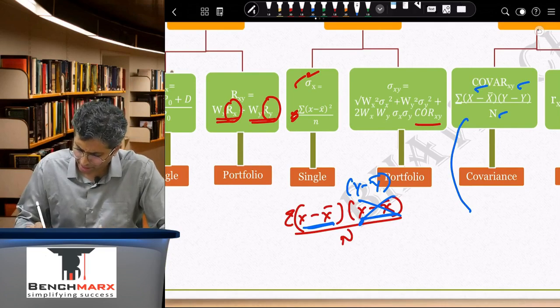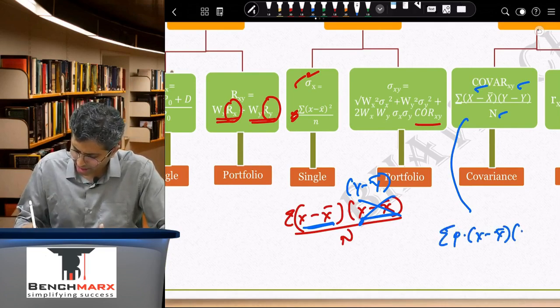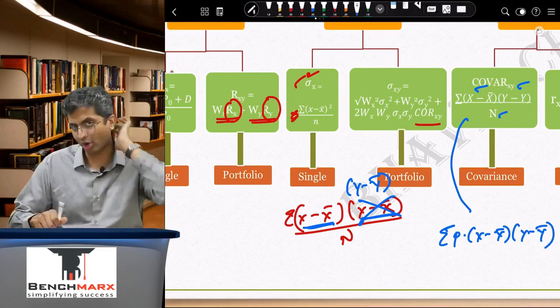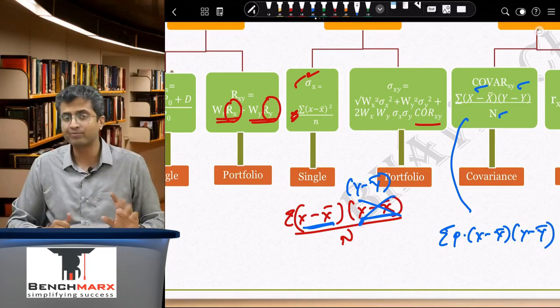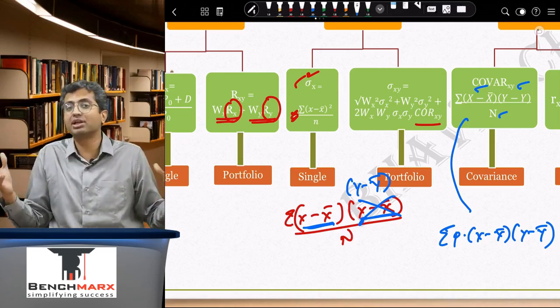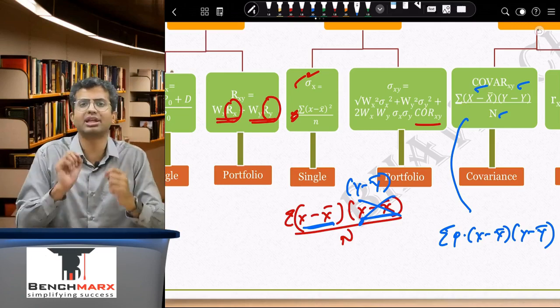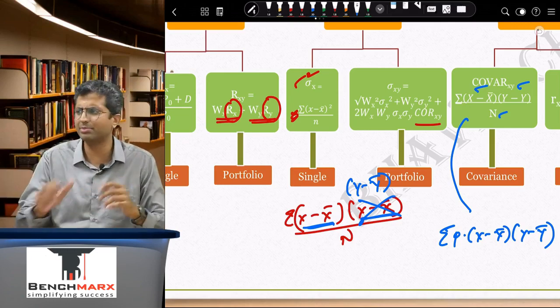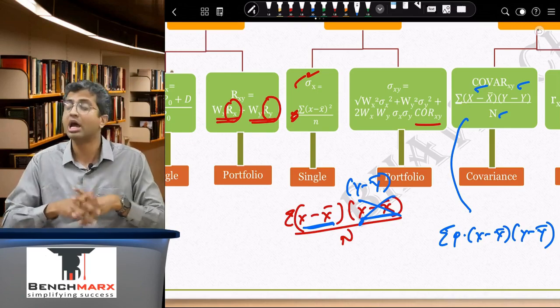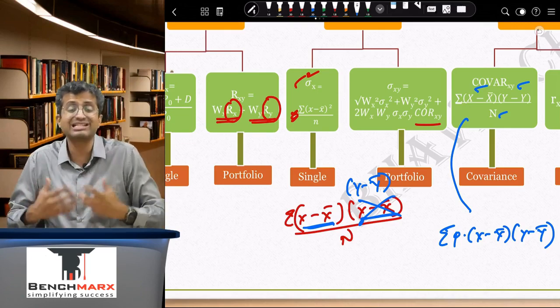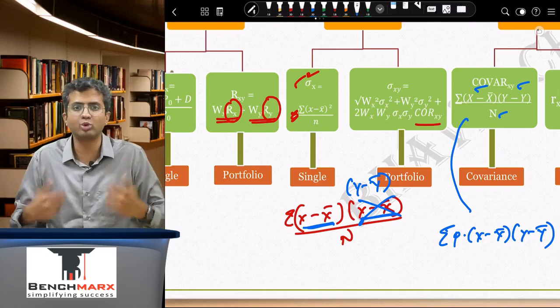Again, if there is a probability, this can be calculated as summation p into x minus x bar into y minus y bar, and you will not divide it by n if you multiply by p. Covariance is basically a variance term, so you have to resist the temptation of doing a square root. Typically people end up taking a square root over here, but it is a variance term, not a square rooted term.